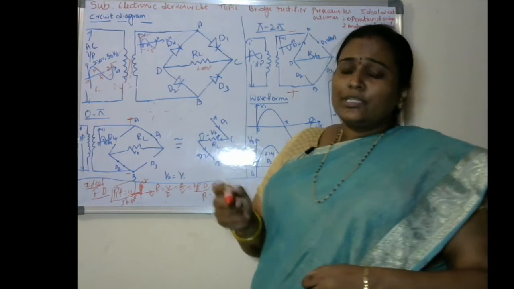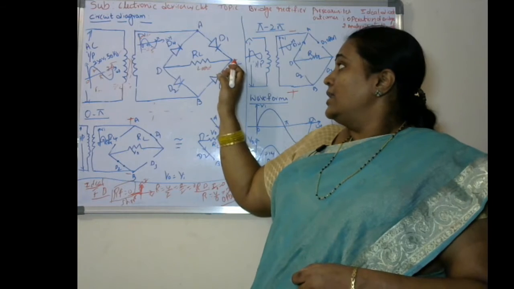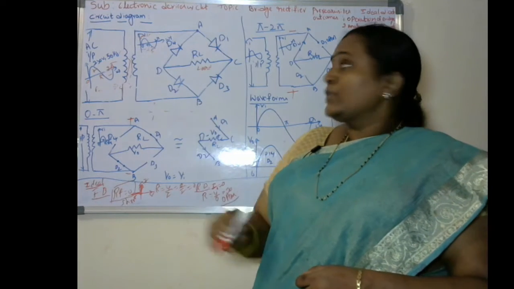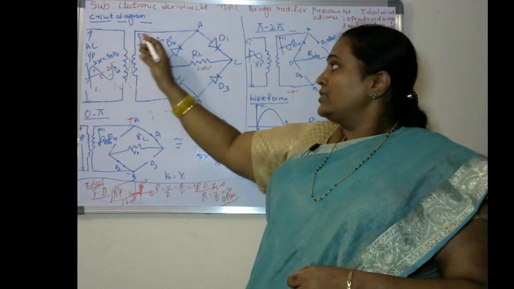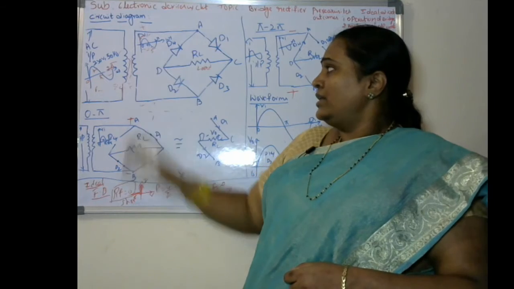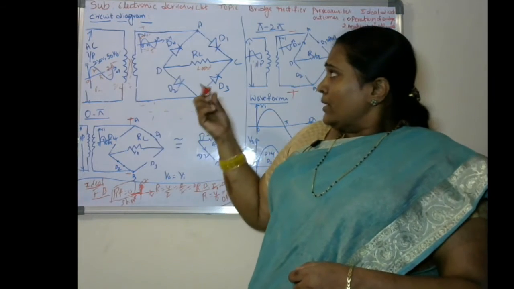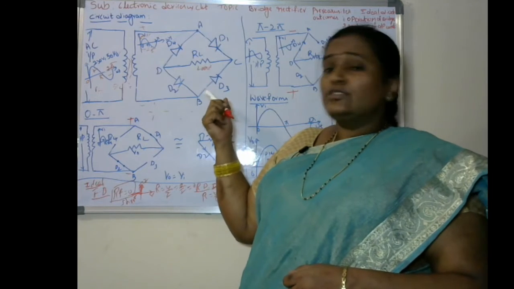Next we have to come to the analysis of the diodes. For that purpose I am assuming the points: this is point A, and this is point C, D and B. We are applying the voltage between point A and B. Suppose for the 0 to pi cycle, here it goes positive and here it goes negative. Depending upon that, the diodes may be either forward biased or reverse biased.